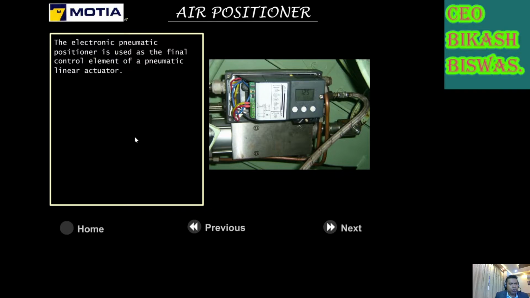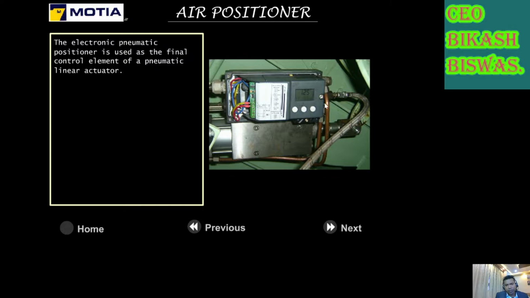Now, what we do here, there is a current signal which is coming here, 4 to 20 milliamps. This current signal is getting converted to an air signal. This is the input air pressure which is coming from a regulator. This is the fixed pressure, and as per the current signal, it will be converted to air pressure. The more the current signal, the more the air pressure.